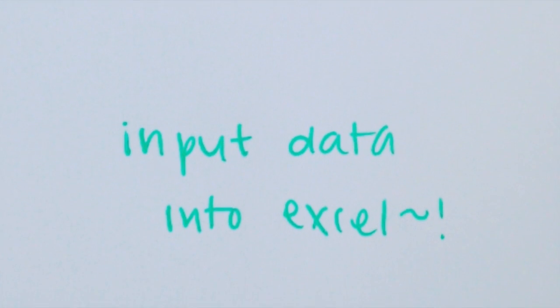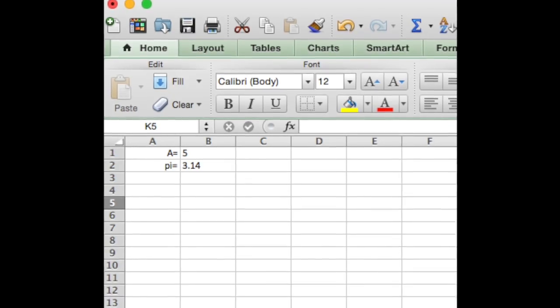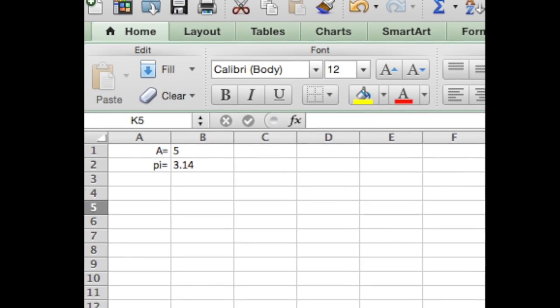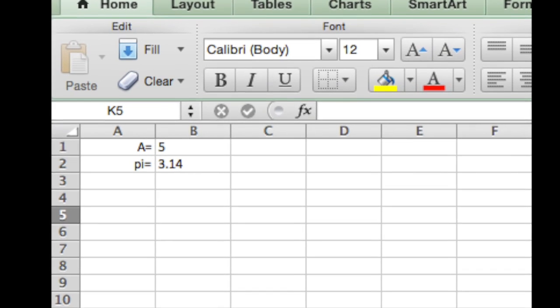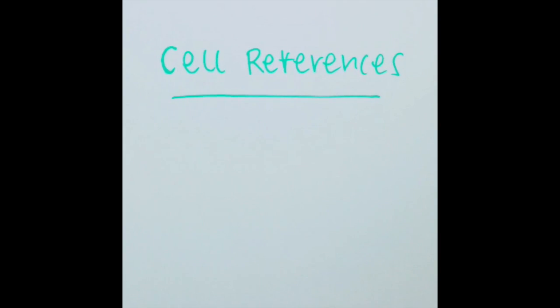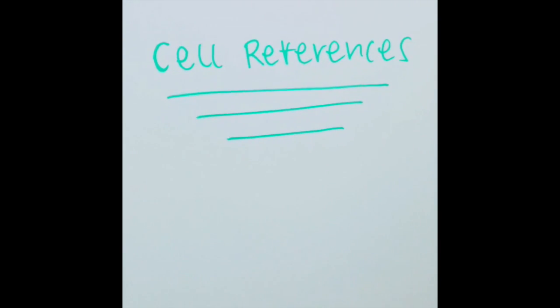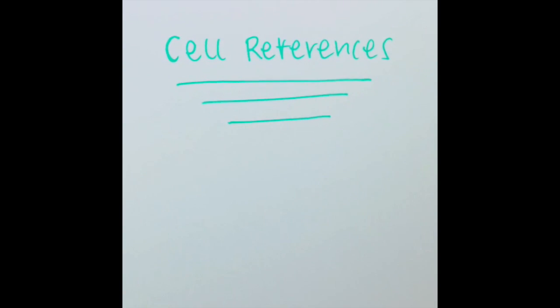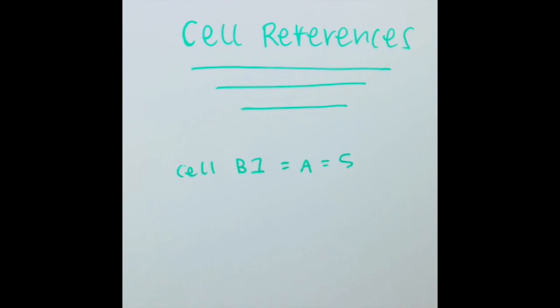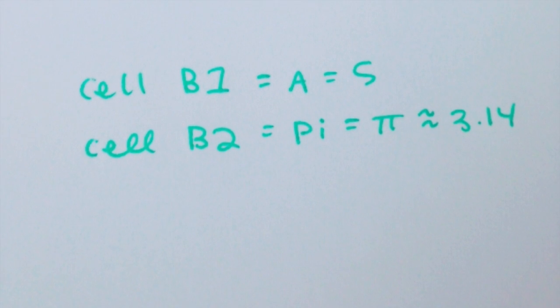Now we need to input our data into Excel. So a equals 5 and pi equals 3.14, rounded down. Now we can do our cell references. A cell reference is just stating which cell the data is in. So according to Excel, a is in B1 and pi is in B2.